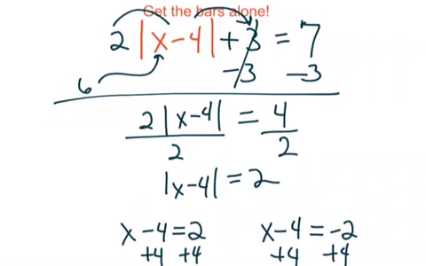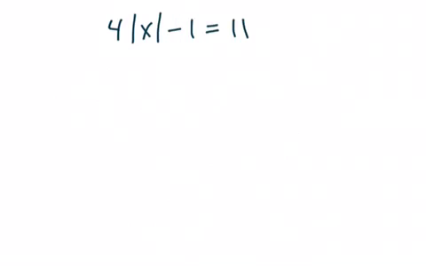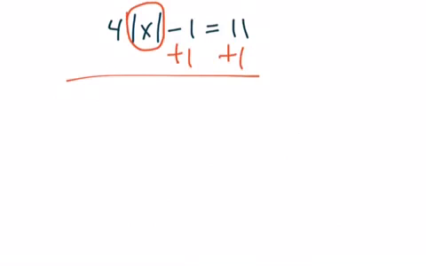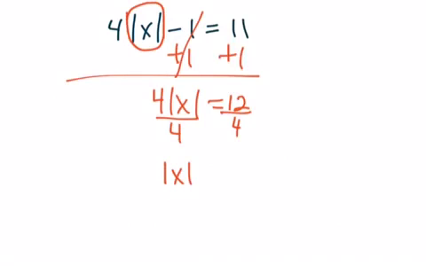Last one, first step would be to get the bars by itself right there. So getting those bars by itself, we'll first add 1 to both sides, and then we'll divide by 4 to both sides. So adding 1, cancels, absolute value of x is 12. Divide by 4, absolute value of x is 3. So undoing the bars, we'll get two cases, x equals 3 and x equals negative 3.